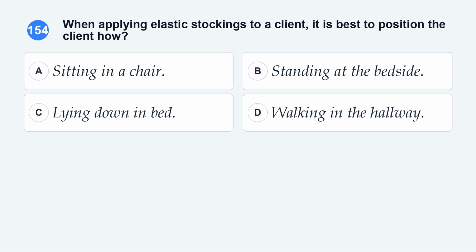Option A, sitting in a chair. Option B, standing at the bedside. Option C, lying down in bed. Option D, walking in the hallway.